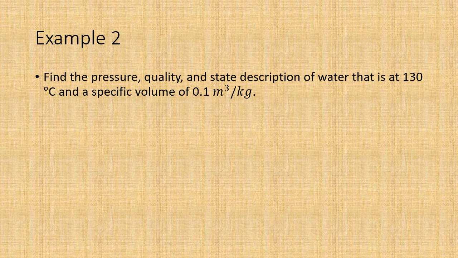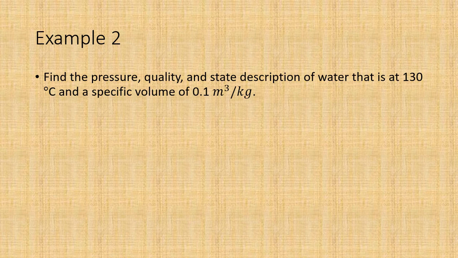Example 2. Find the pressure, quality, and state description of water that is at 130 degrees Celsius and a specific volume of 0.1 meters cubed per kilogram. As before, pause the video to try the example first, then continue watching for the solution. Alright, here is the solution.